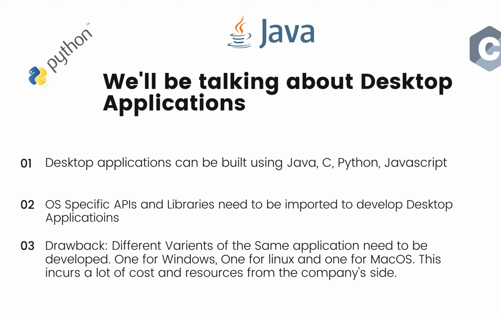So desktop applications can be built either using Java, C, Python or JavaScript. But the thing about building those applications in Java, C or Python is that OS specific libraries and APIs have to be imported while developing desktop applications. For example, in C, you'll have to import windows.h, likewise in Linux and macOS. So the drawback is different variants of the same application need to be developed.